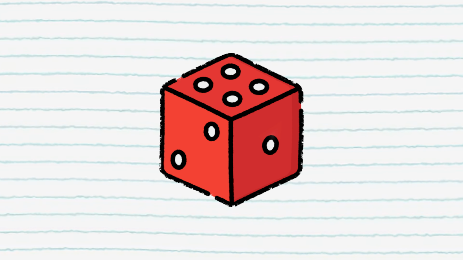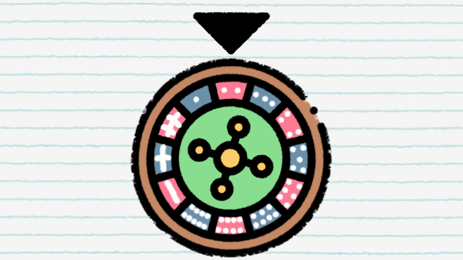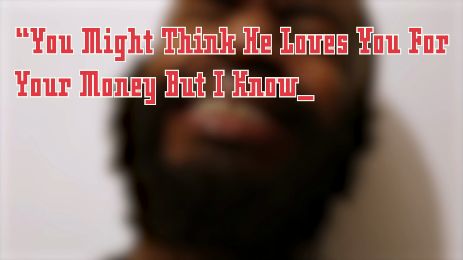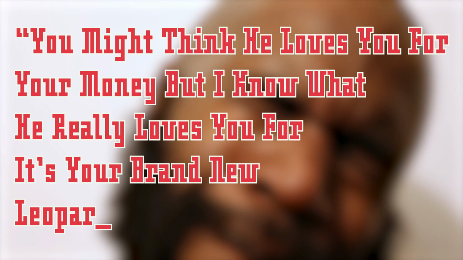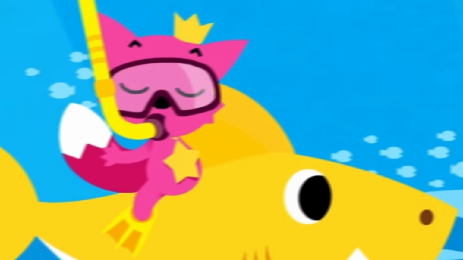Well, this is wrong. Probability in those circumstances is not affected by context. You have the same probability of it landing on a 2 for a 3rd time than any other number. So for music, just because I listen to "You Might Think He Loves You for Your Money, but I Know What He Really Loves You For," it's your brand new leopard skin pillbox hat, doesn't mean I'm more likely to get Baby Shark right after.